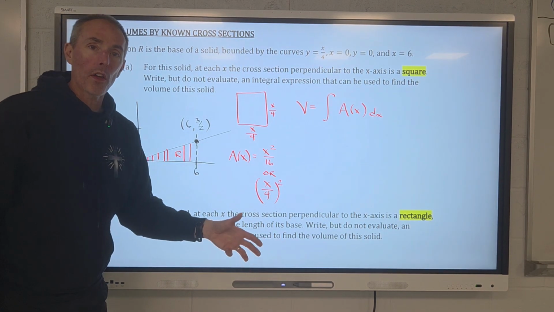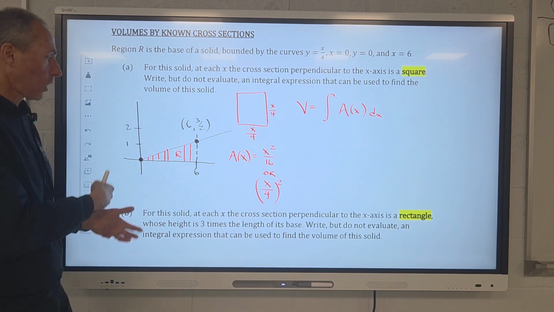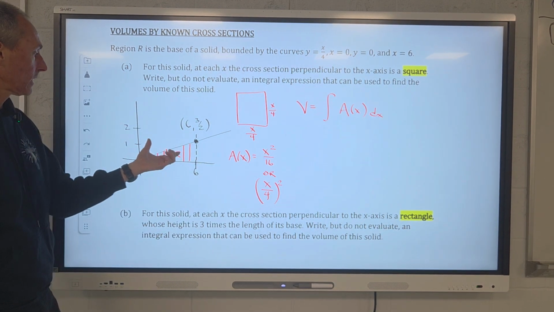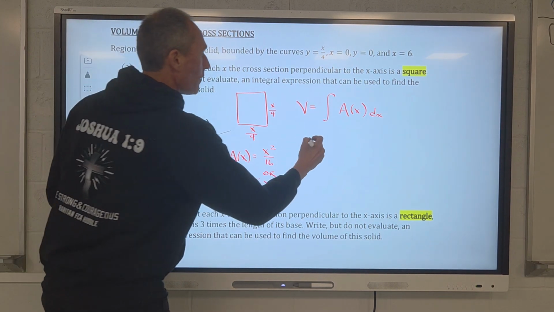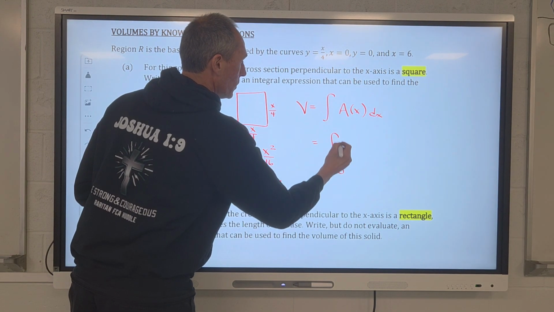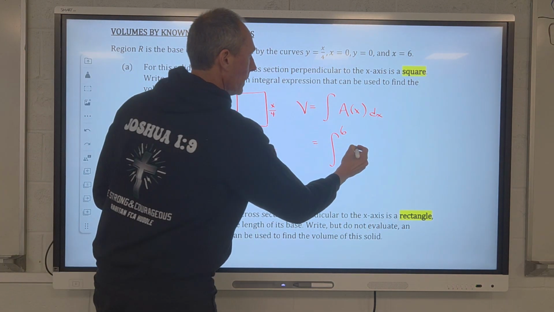So as with our other volume and area setups, what do we need? We need boundaries, we need a start, and we need a stop, right? And we can see that clearly in the picture. We're starting at 0, we're stopping at 6, right? So my volume here is no more than 0 to 6, and then the area function. So in this case, it's just the square area, right?